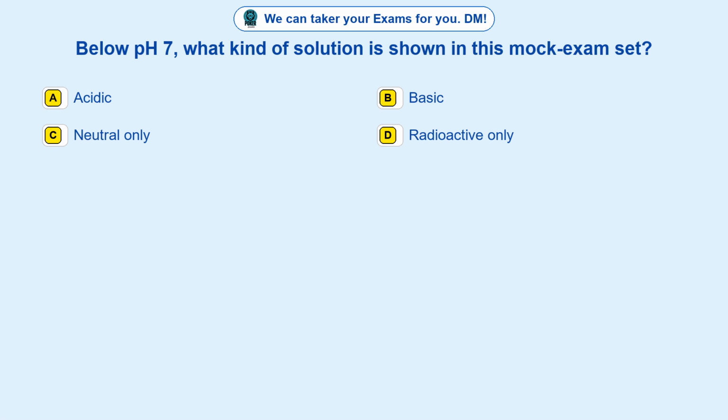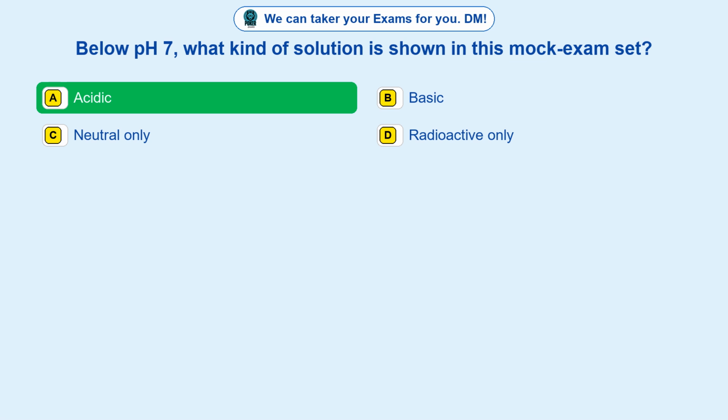Question 35. Below pH 7, what kind of solution is shown in this mock exam set? Option A, acidic. Option B, basic. Option C, neutral only. Option D, radioactive only. The correct answer is option A.